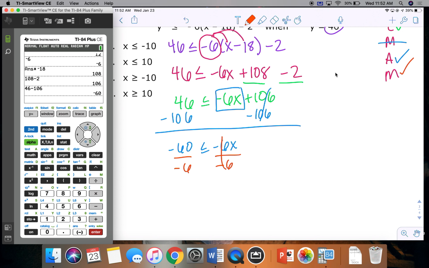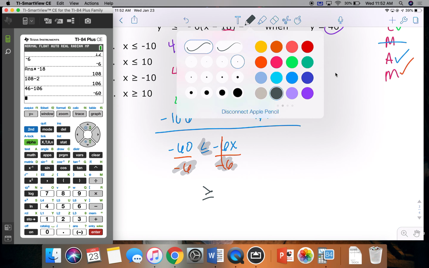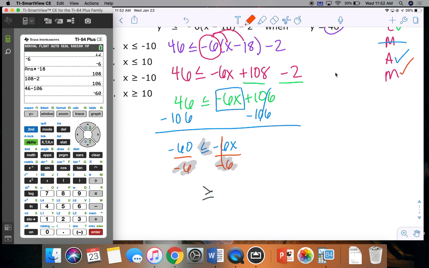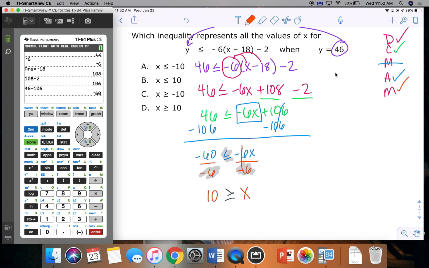Be very careful here. Because we divided by a negative 6 on both sides, the inequality sign has to flip sides. And so negative 60 divided by negative 6 is 10, and I'm left with x. Now when I look at my answer choices, I can mark out anything that's not a 10, but these answer choices are backwards from my answer.